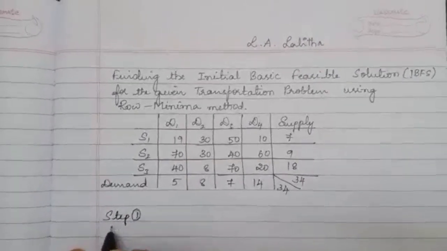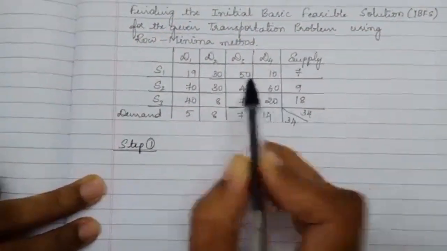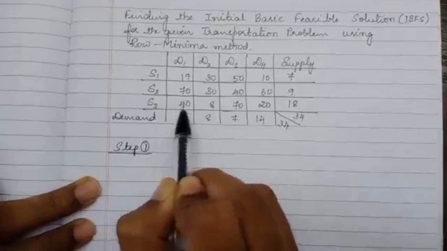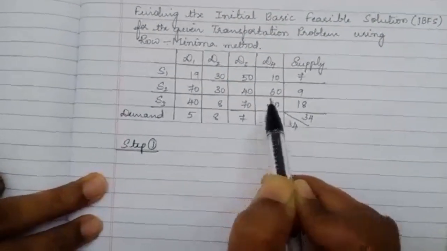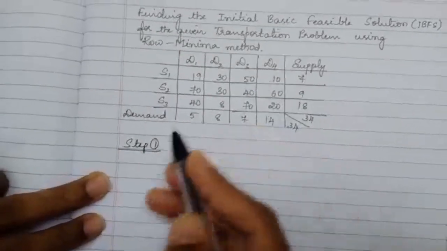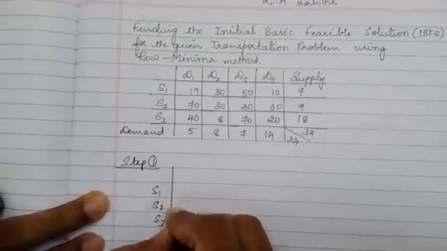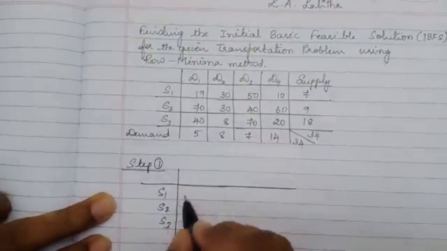In step 1, out of this cost matrix, in the first row, this is row minima. Row wise you have to consider the least cost cell for the allocation. In the first row it is 10. So for the allocation I am going to choose S1 D4.